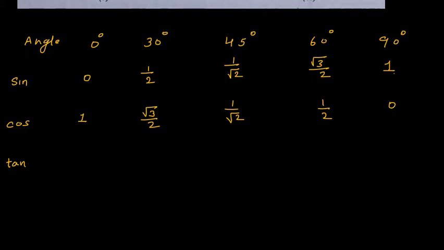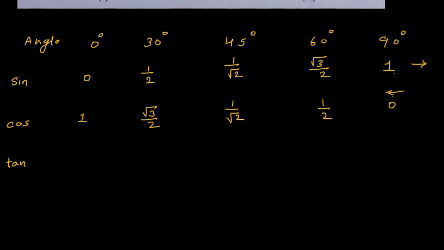So the sequence which I write for sine, the reverse of that sequence will be for cos. 0, 1 by 2, 1 upon root 2, root 3 by 2, 1. Actually this is not difficult, but sometimes you feel that it is difficult. So in that case you can make a table like this. This you can also find easily.